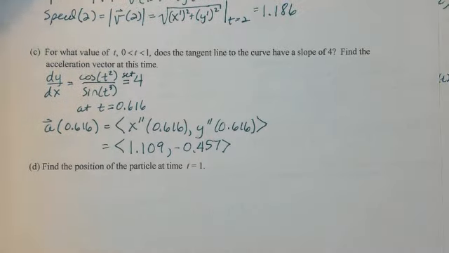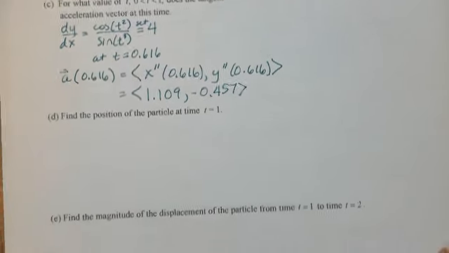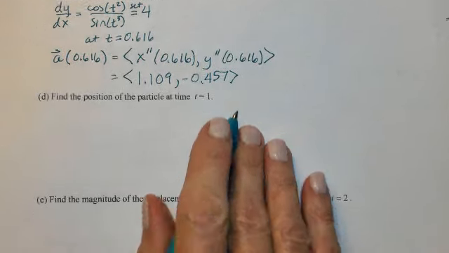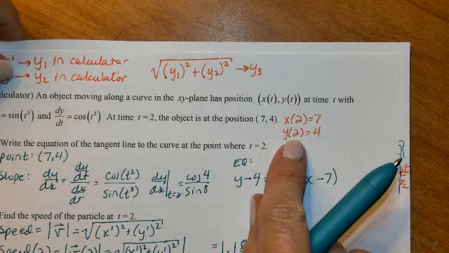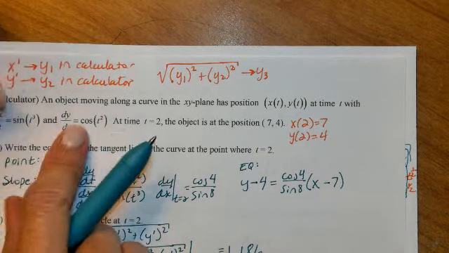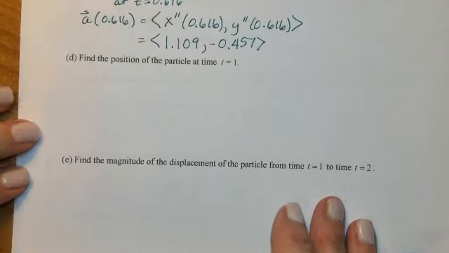Part D. Find the position of the particle at time 1. This is where we're going to set up two fundamental theorems of calculus. So we have the position at time 2, and we have the two components of the velocity vector, so we can find the position at any other time.